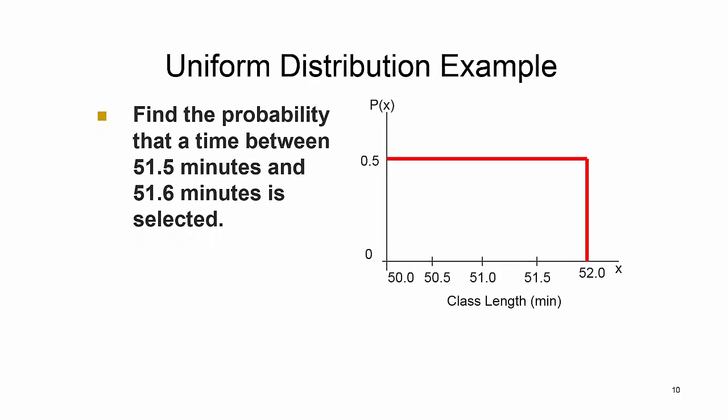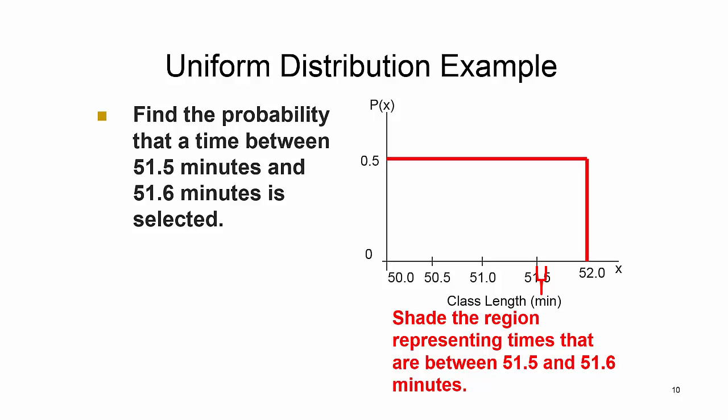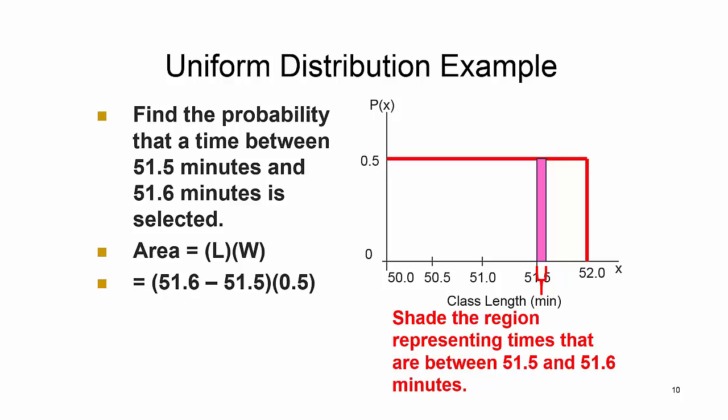Find the probability that a time between 51.5 minutes and 51.6 minutes is selected. So I need to estimate where this would be on the curve. So from 51.5 to approximately 51.6, I get this skinny rectangle. So I need to find that distance. So I subtract 51.6 minus 51.5, and I multiply that by 0.5. That gives me an answer of 0.05 or 5% chance.